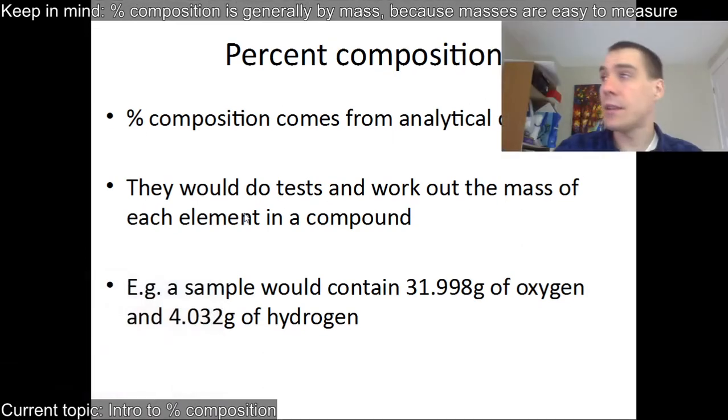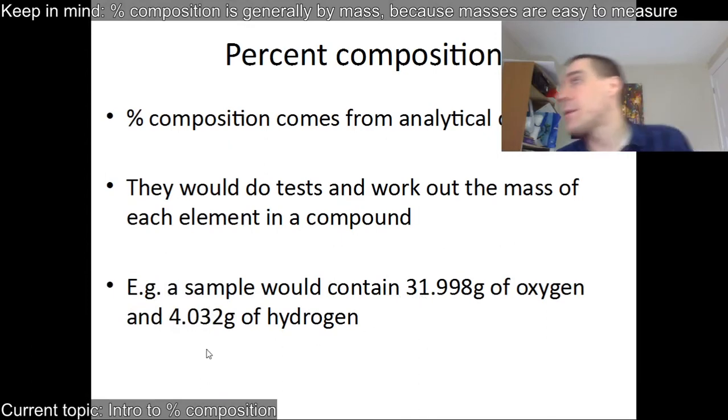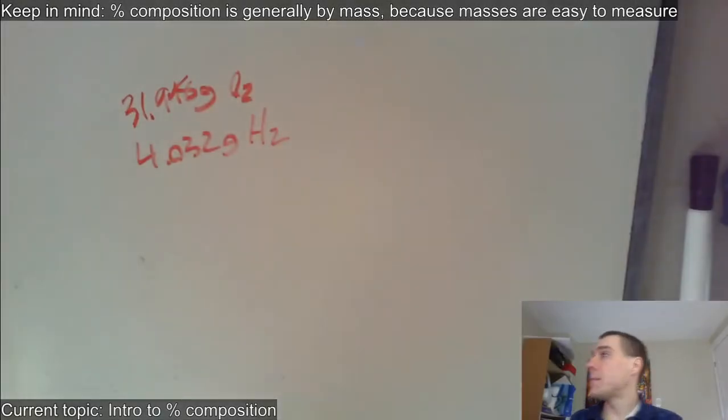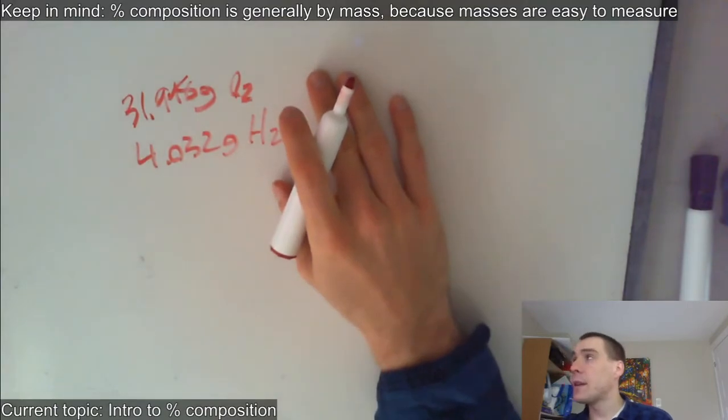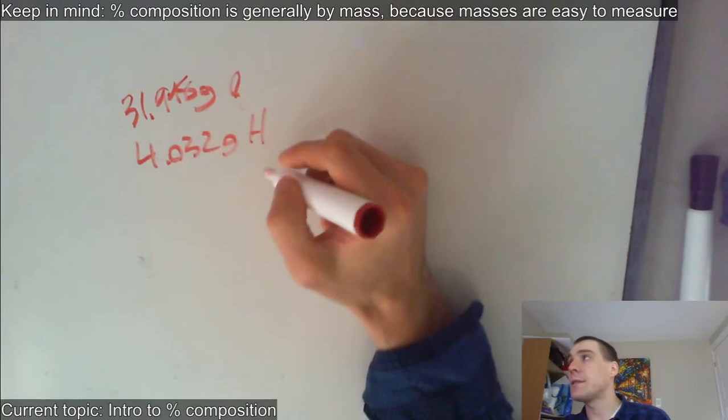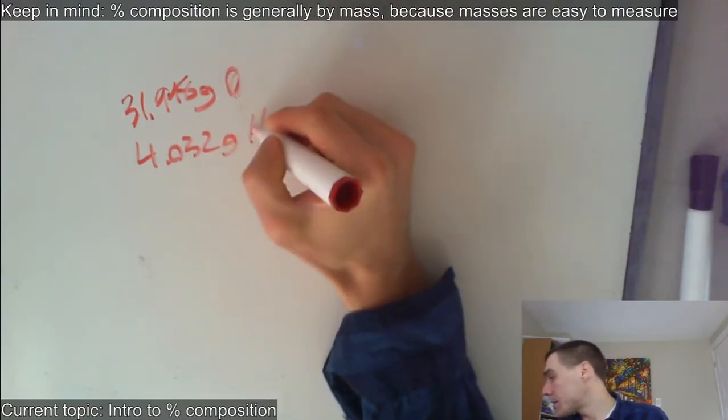And here's an example. If a sample contained 31.998 grams of oxygen and 4.032 grams of hydrogen, we can write those numbers out. 31.998 grams of O2 and 4.032 grams of H2. You'd end up with something like that. And it wouldn't really be O2 or H2, I guess it would just be oxygen and hydrogen, just pure oxygen and pure hydrogen.